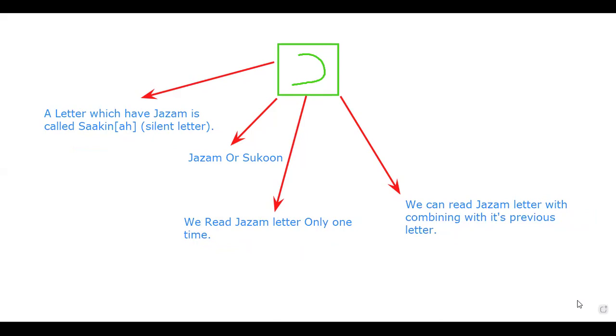Now come to the next page. I'll give you some examples. Suppose this is a letter. What's the name of this letter? Jim. And what sign does it have? Jazm sign. So what is the jim called? Jim Sakin.